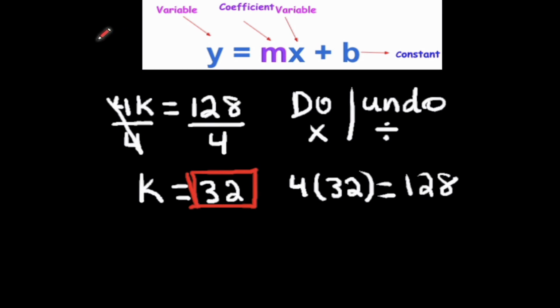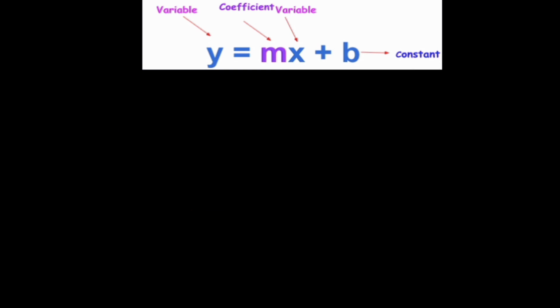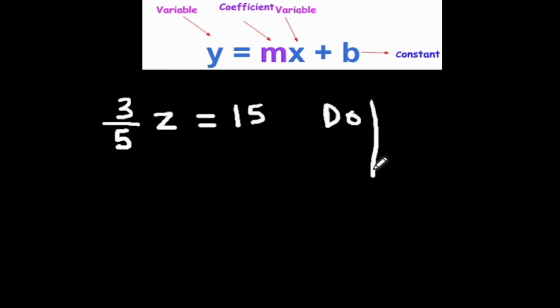So let's go over one last example. What we're going to do here is solve by multiplying the fraction by its reciprocal. So let's say that you're given the fraction 3/5 times z, and it's equal to 15. So let's go ahead and create a do and undo here.